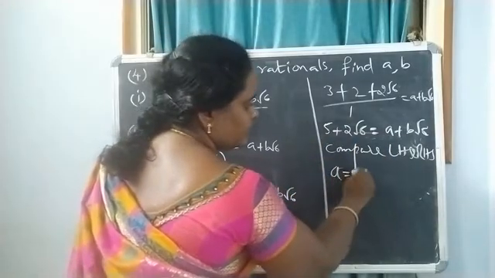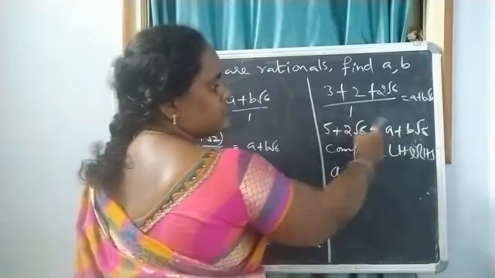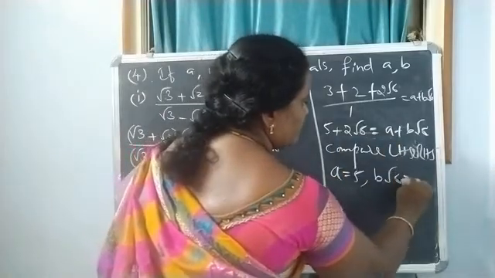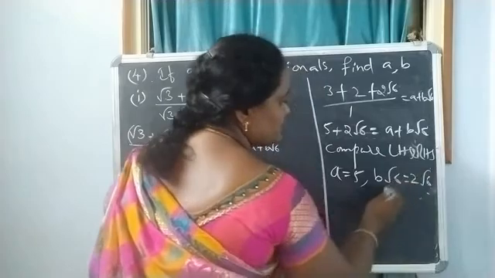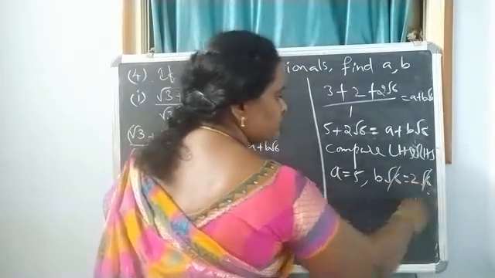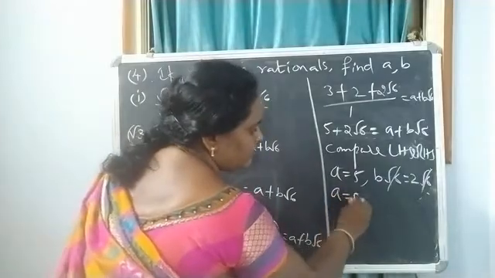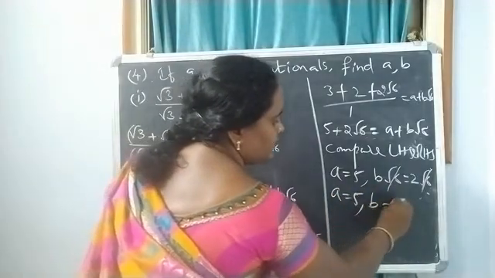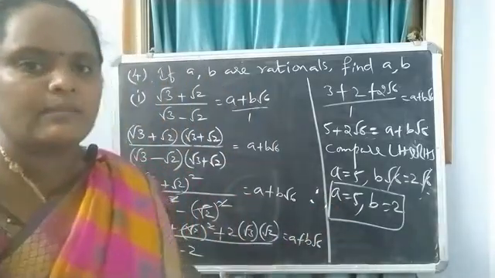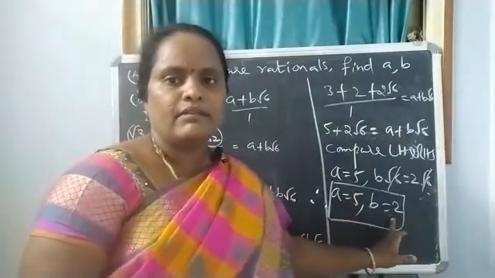A is equal to 5. Plus, in place of the other, B root 6, we have 2 root 6. So, root 6, if we take the other side, 2 root 6 by root 6. So, root 6 cancels. So, what is left out? A is equal to 5, B is equal to 2. So, these are the values of A and B. A value is equal to 5, B value is equal to 2.